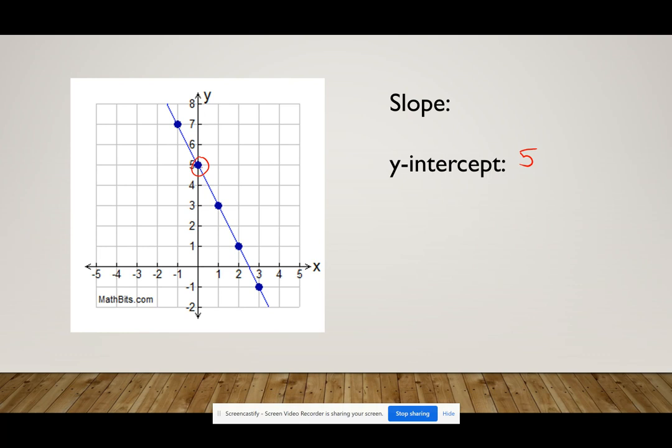So to get from 5, I had to go down all the way to 3. So that is a total of 2 spaces. So I went down 2, -2. And then I had to move right 1 space. So it would be -2 over 1, which simplifies to -2. Okay, so my equation, if I plug it in for slope and y-intercept, should be y equals -2x plus 5.